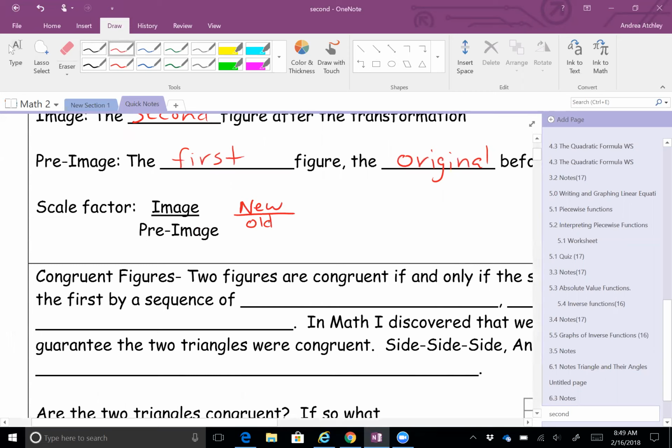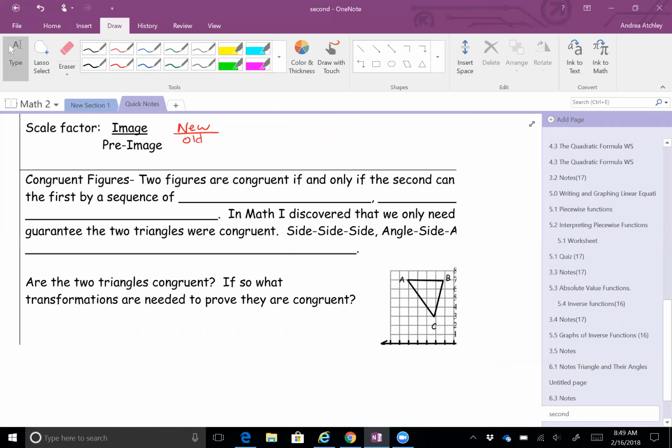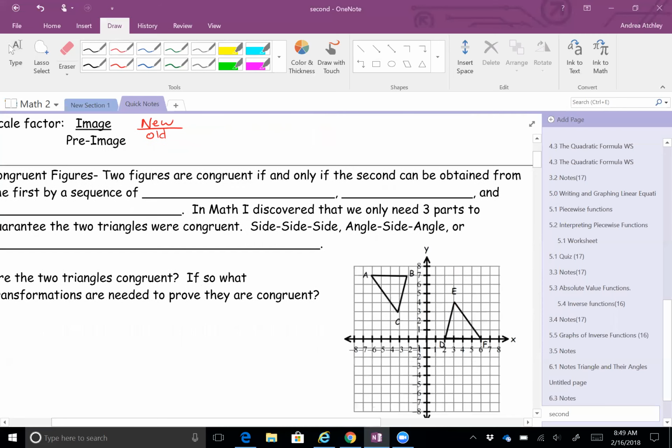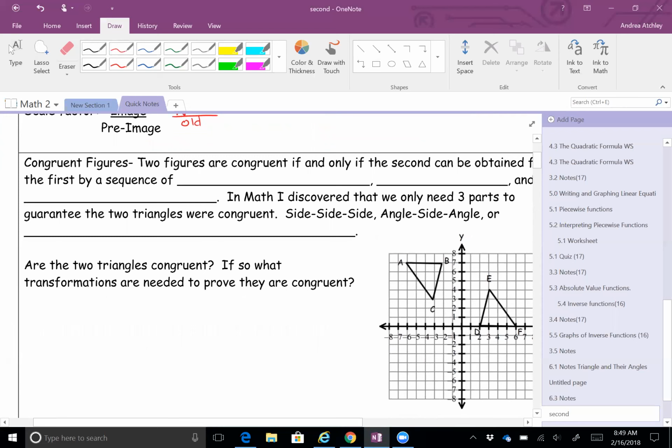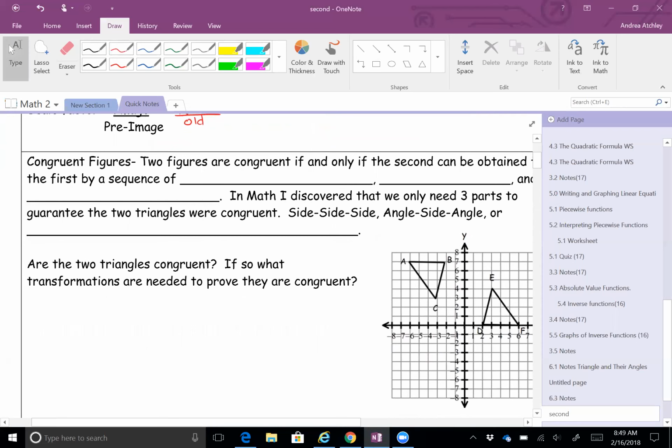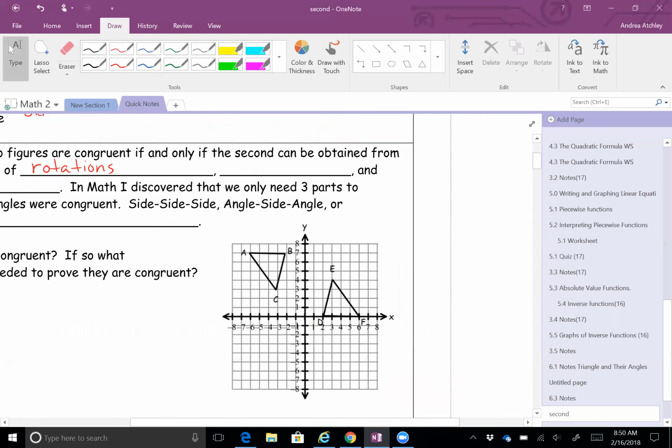Okay, then last year in Math 1, you guys learned about congruent figures. Two figures are congruent if and only if the second can be obtained from the first by a sequence of our transformations here. So we have rotations. What's another transformation? Translation. And there's one more, Tejas. Reflection. Okay, those are the ones you guys learned last year.